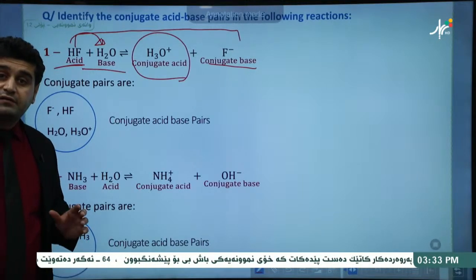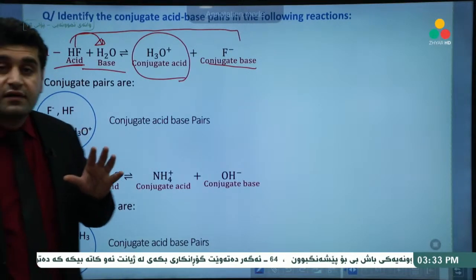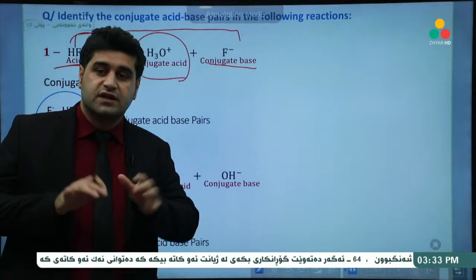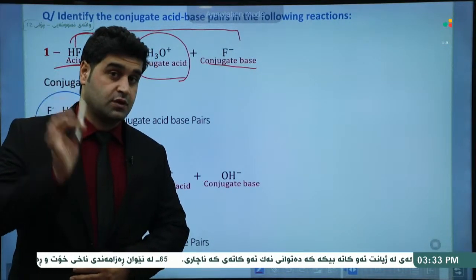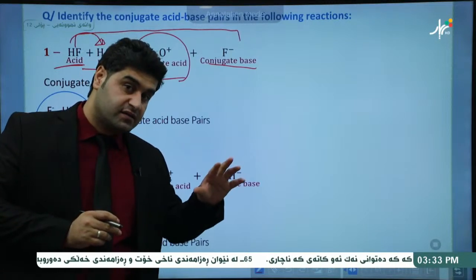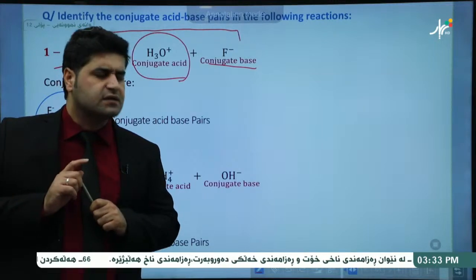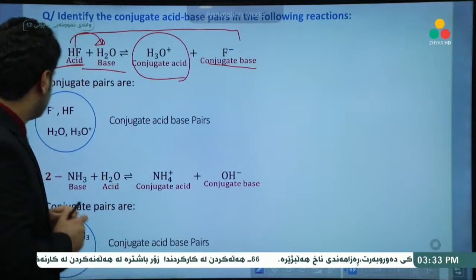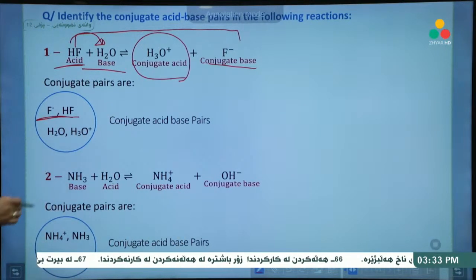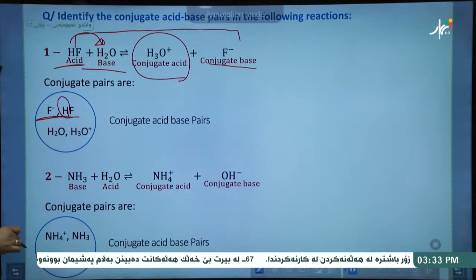Actually, the pairs differ from each other by only a single proton, no more. We should have the same negative side, but for the positive side, the difference between them is only by what? By one proton. For example, HF and F. They are different from each other only by this proton. So it's a conjugate acid-base pair.